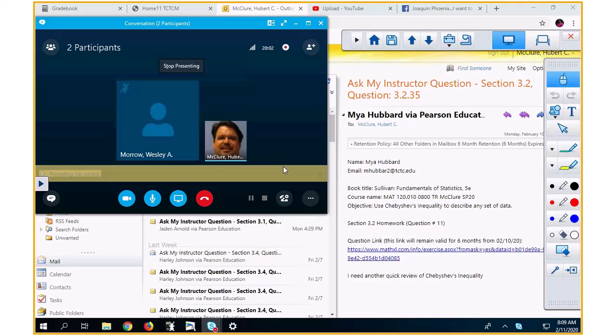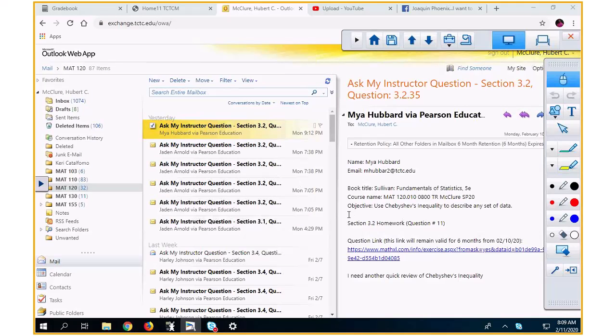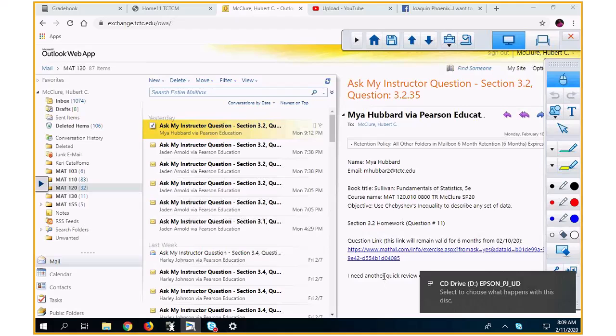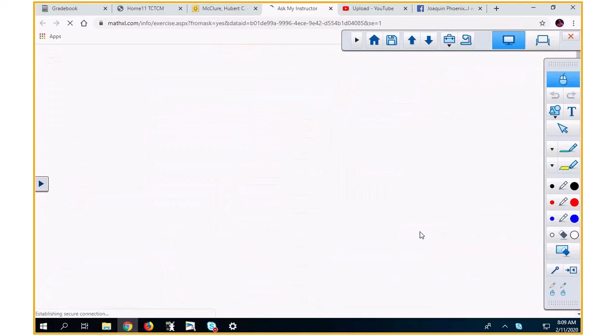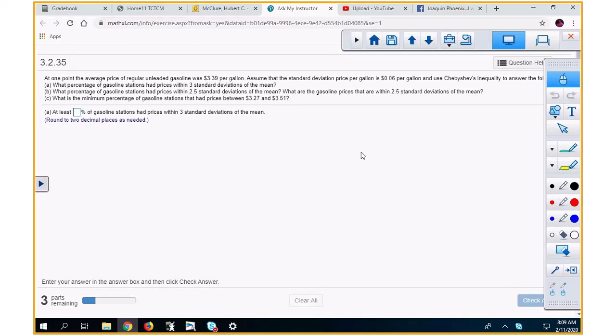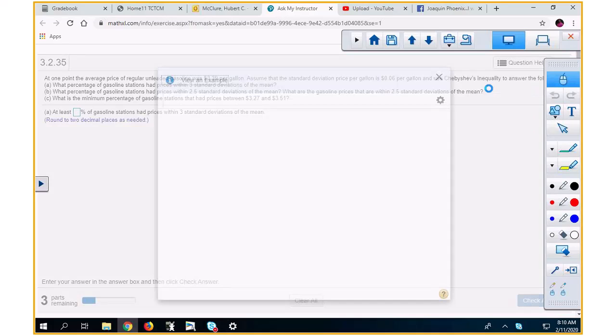And let's look at the questions and see what we got. Some of these are repeats. This is 3.2, number 35 slash 11. I do not cover Chebyshev's. I don't even cover it. We can do it together, and that's fine.